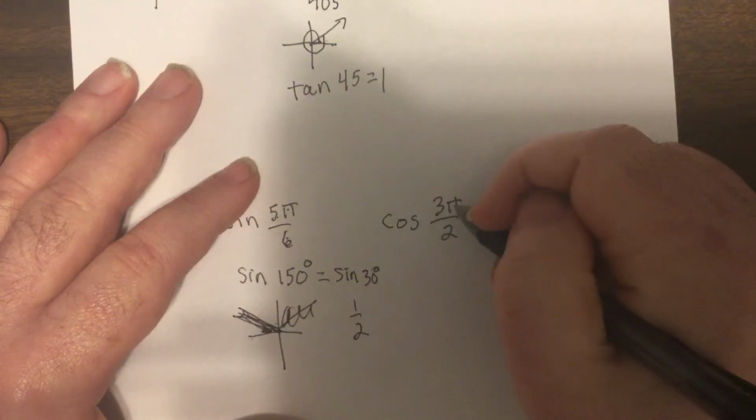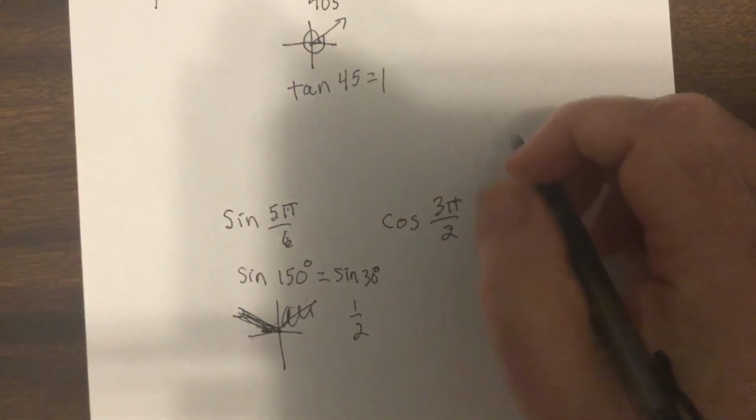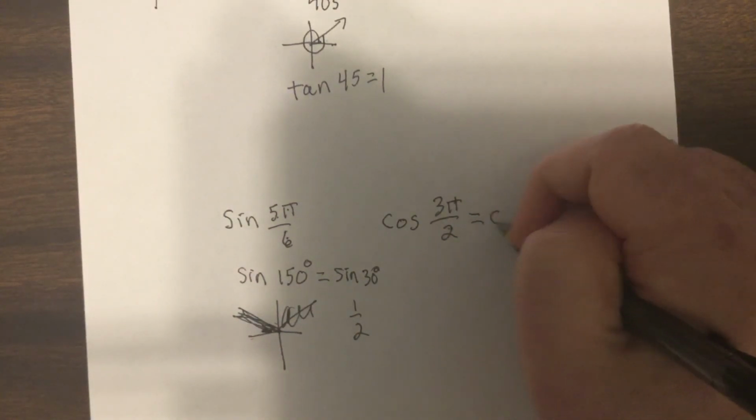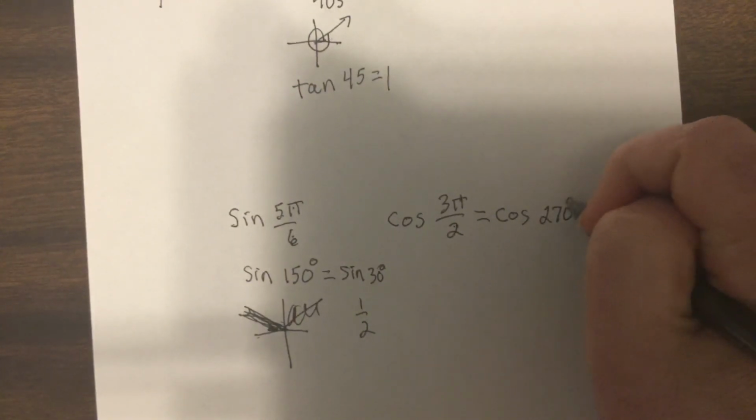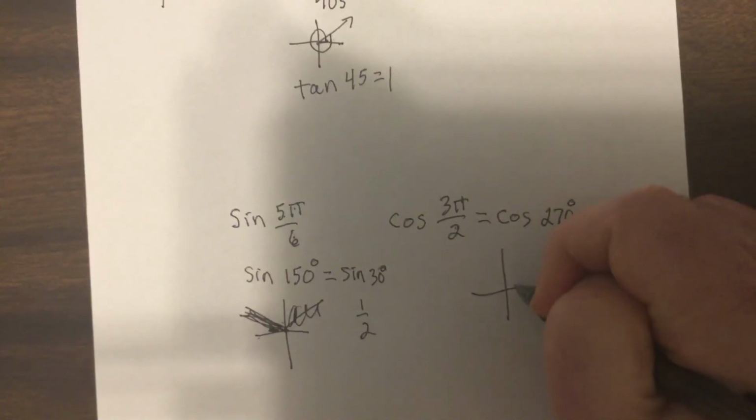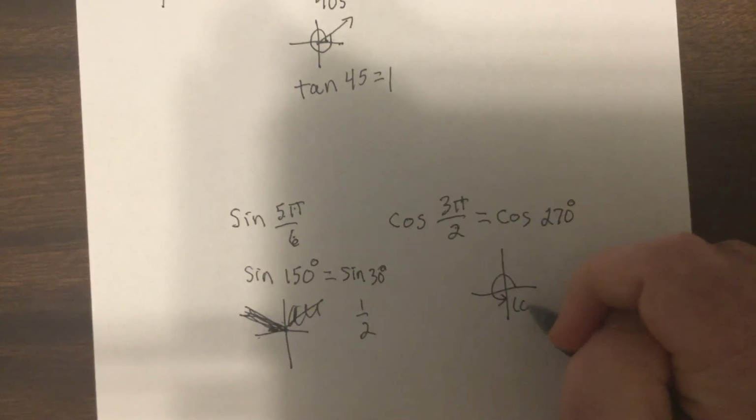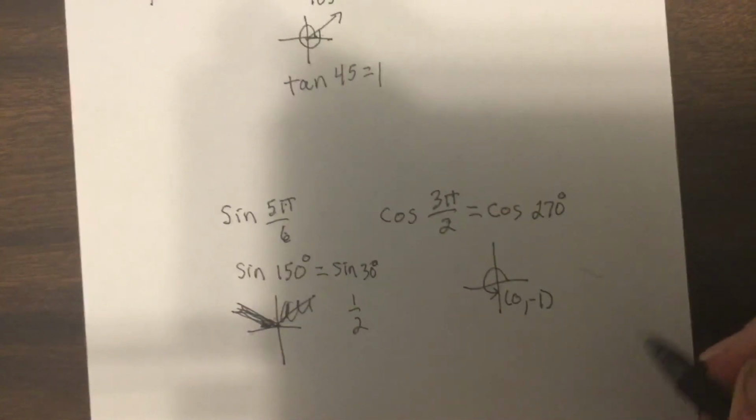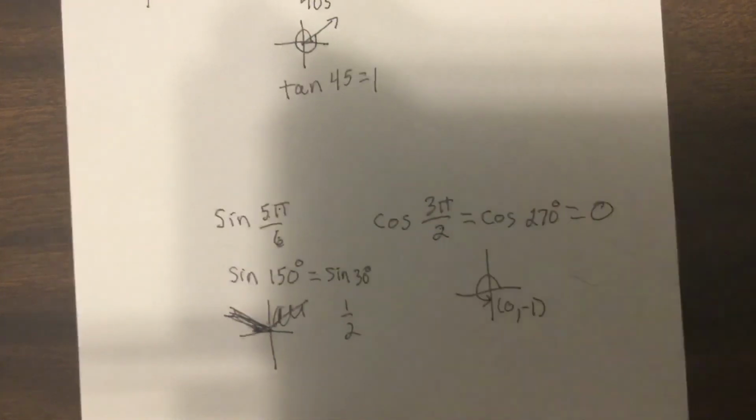Three pi over 2, 180 divided by 2 is 90. 90 times 3 is 270. There you go. That's 0, negative 1. It's a quadrantal angle. Cosine is x over r, so it's 0.